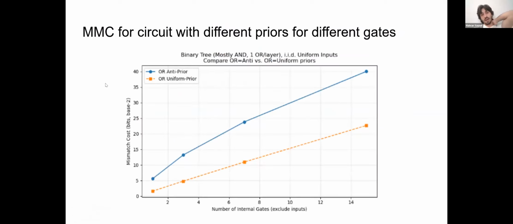So here we ran an AND binary tree similar to the one we saw before, but we changed one gate in each layer to be an OR. And we ran two scenarios: one where the OR had a uniform prior like the ANDs in the tree, and one where this OR had a different prior, heavily opposed to OR, so heavily skewed towards one. And we would see that the scaling in the first one is linear, as we expect. The second one is not, at least in the small circuit regime. And yeah, this cost is higher as well.